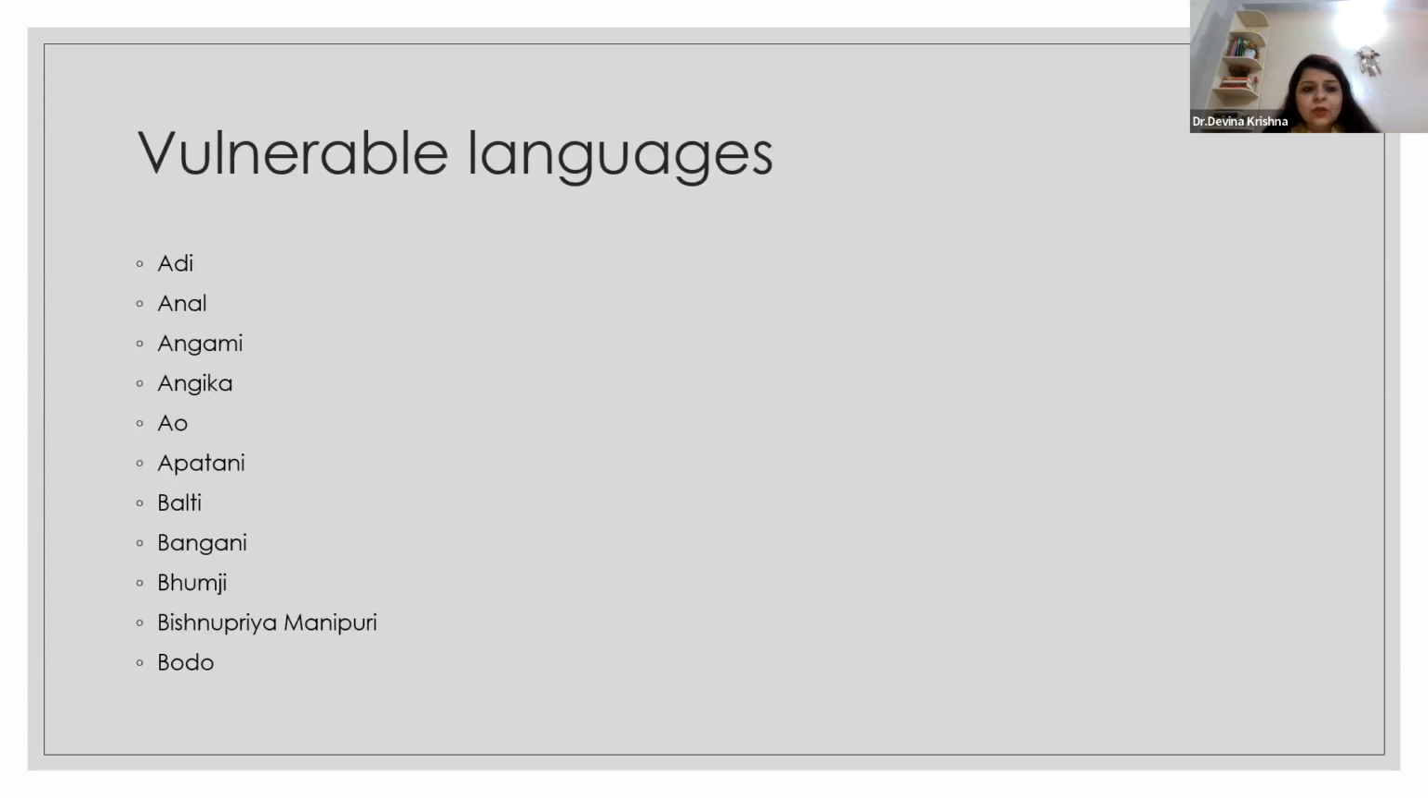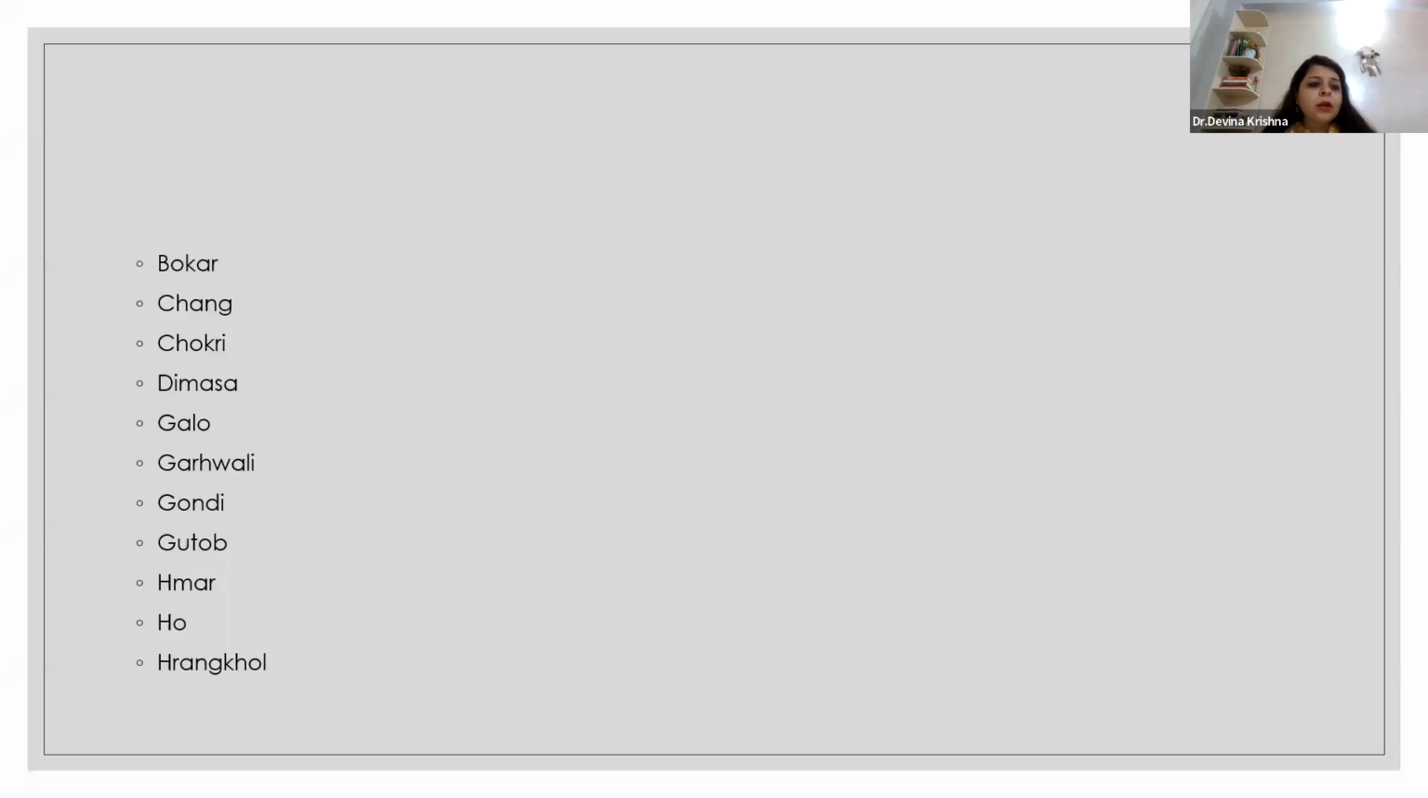Now, this is a list of more than 80 languages which are in a state of vulnerability within the Indian subcontinent. I'll read these languages so that you are aware. We have Adi, Anal, Angami, Angika. Angika is a language spoken in the state of Bihar, in the eastern zone of India. We have Ao, Apatani, Balti, Bangani, Bhumji, Vishnupuri, Vishnupriya, Manipuri, Bodo. These are some languages of the northeast. Bokar, Chang, Chokri. Again, Chokri is spoken in the northeastern area.